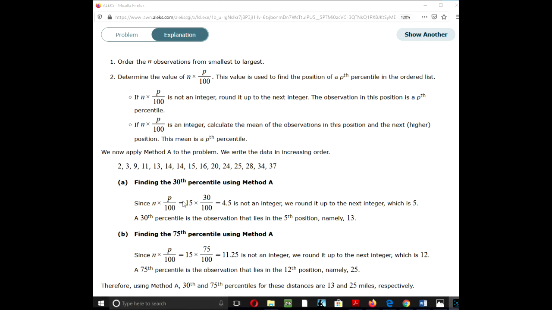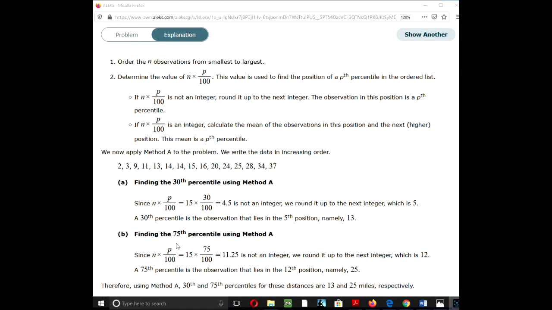This is the formula we would work out: N times P over 100. We have 15 employees, so N will be 15, and we want to know what number is in the 30th percentile, over 100. If you put in your calculator 15 times 30 over 100, you will get 4.5. Since 4.5 is not an integer, you go up to the next number, which is 5. We see what number is in the 5th position, and that gives us the 30th percentile. So we have 1, 2, 3, 4, 5. The number is 13.